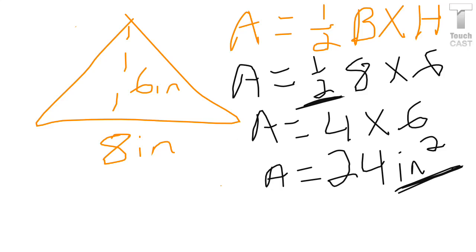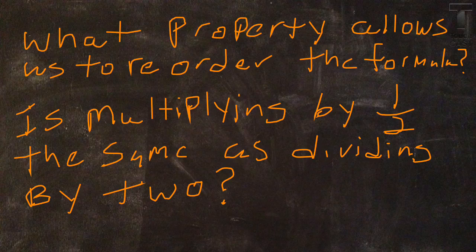If you need to, go ahead and rewind this back and listen to it again. If not, I've got a couple questions for you, and then we'll go on to our next step. The first question is, what property allows us to reorder the formula, meaning the 1/2 base times height? I can multiply the 1/2 by either the base or the height, then multiply it by the other number, or I can multiply the base times height together and then multiply it by 1/2. What property allows us to do that? The next question is, is multiplying by 1/2 the same as dividing by 2? If you want to take a second, pause the video and think about it, or just think about it as we go along, that's fine.